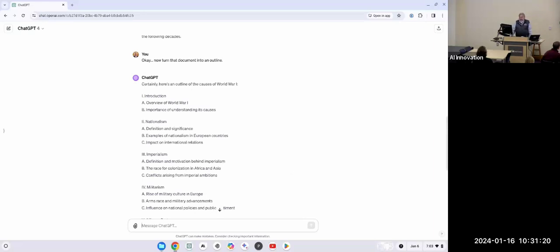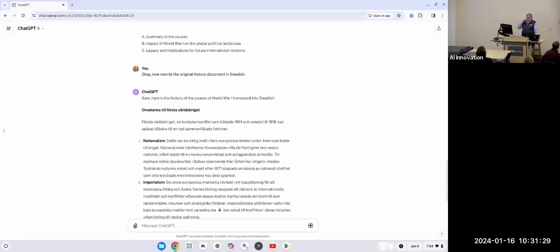Other evidence that this is the case, I'm going to ask it to turn it into an outline, and it does that very easily for me. And by the way, Google will not do that for you. Second, I'm now going to ask it to rewrite this in Swedish on the odd chance I need a Swede to learn about the causes of World War I.